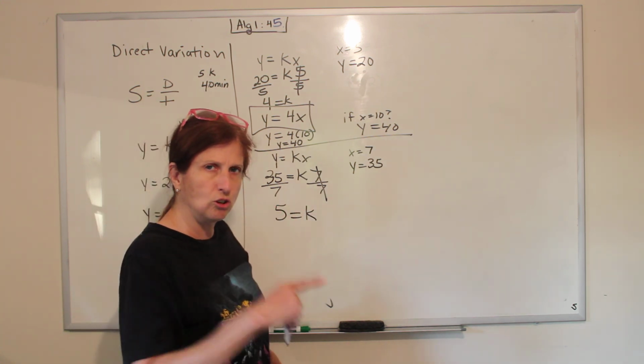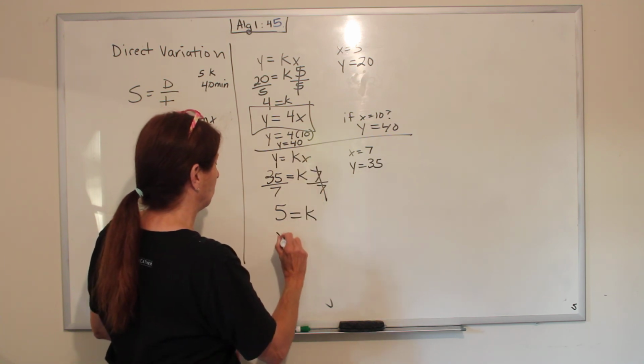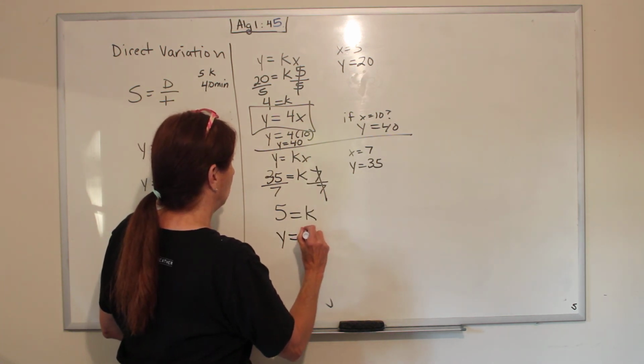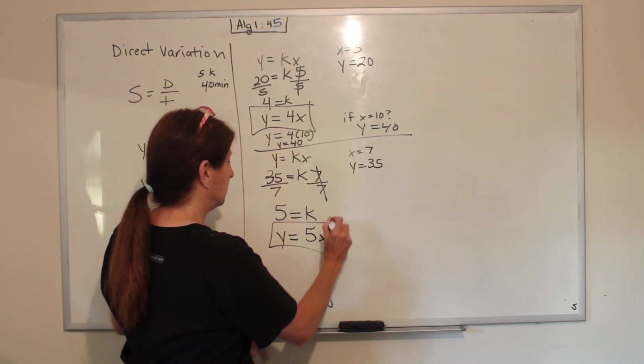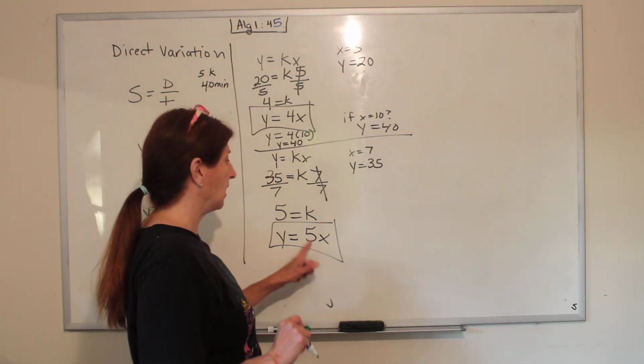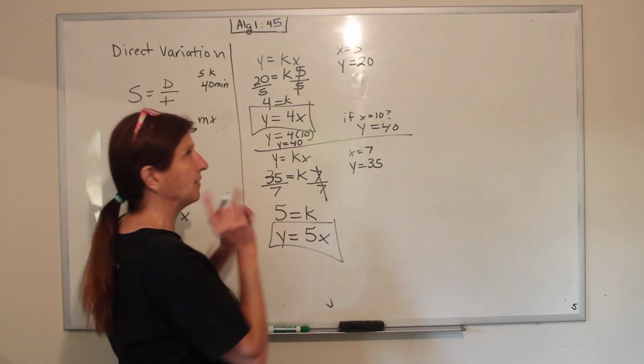Is that the answer? No. We have to write it back into the formula. Y equals 5x. So the slope's 5. The constant term is 5. That's how math does it.